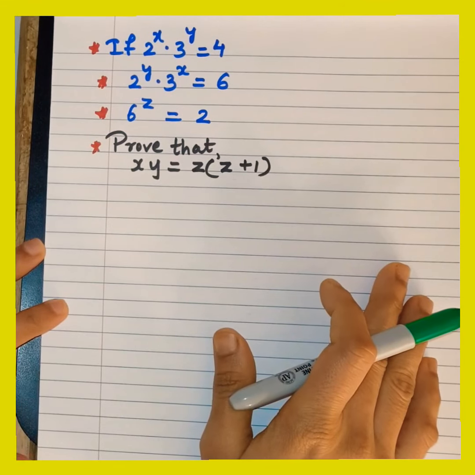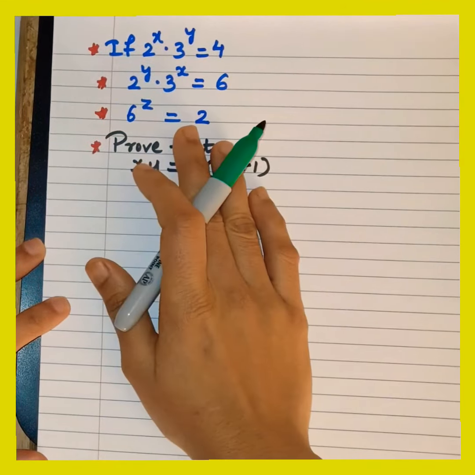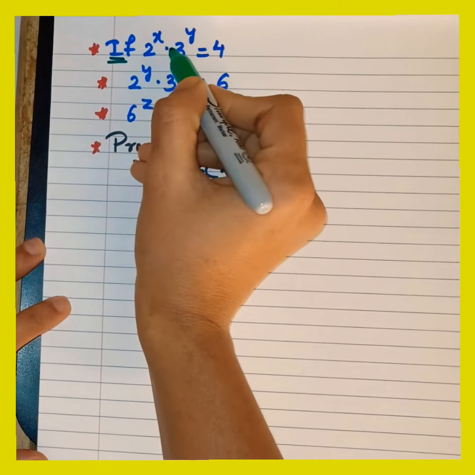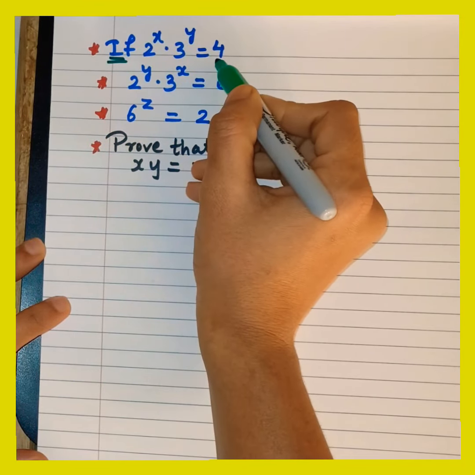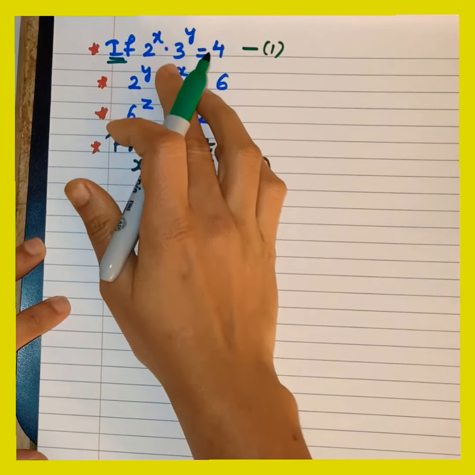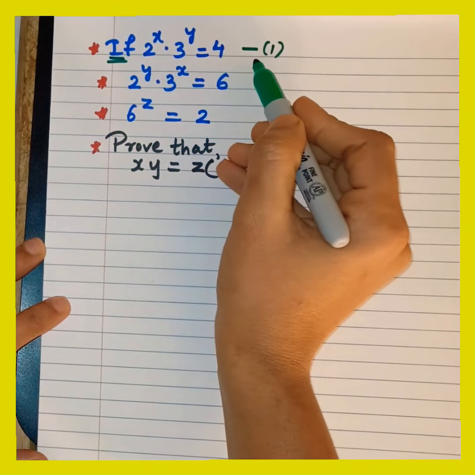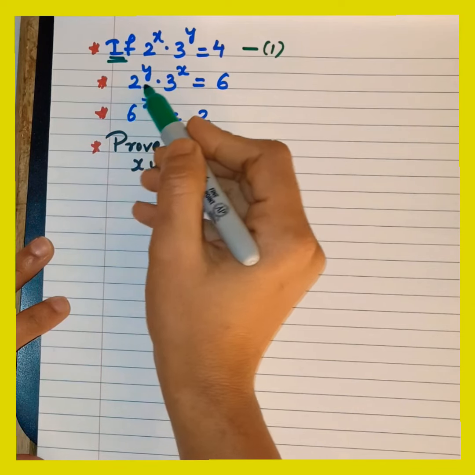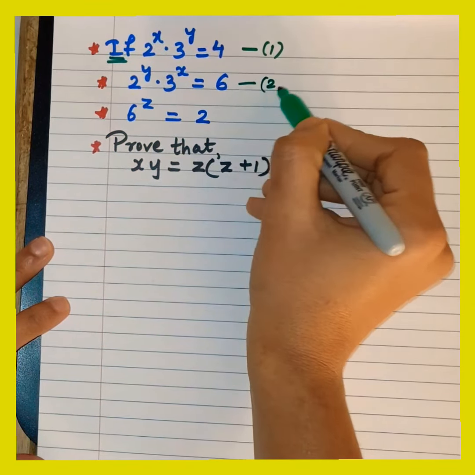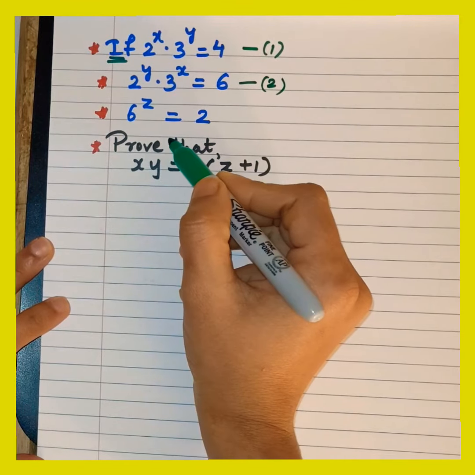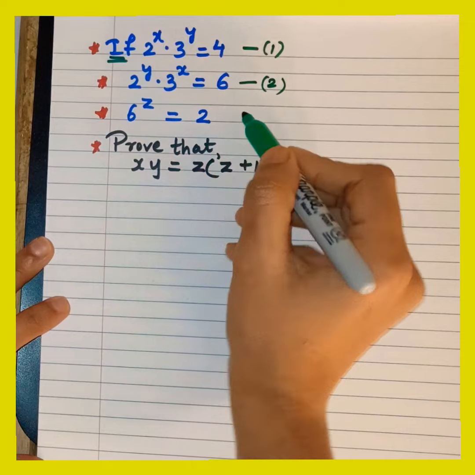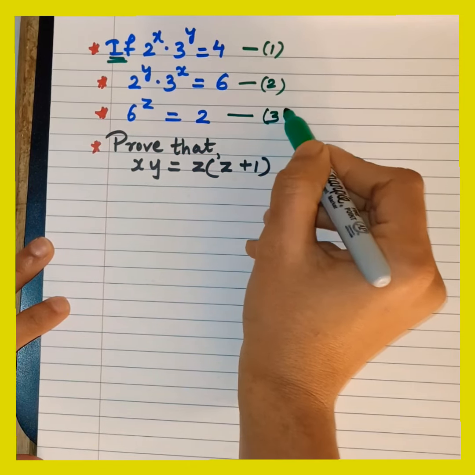Hello everyone. Now let's see this question, how we will solve this question. If 2 raised to x into 3 raised to y is equal to 4. So this first equation is given to us, 2^x · 3^y = 4. The second equation is given, 2^y · 3^x = 6. This is our second equation. And the third equation is given to us, 6^z = 2. So this is our third equation.